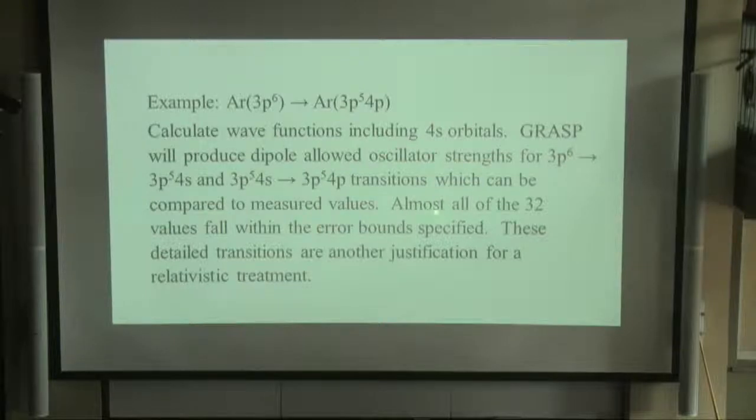So you can do at the same time the ground state, the 4s levels, 4p levels. And then you can look at the oscillator strengths from the ground state to the 4s and from the 4s to the 4p, and look at all of these things. And there are 32 of them. And in fact, they do almost always fall within the error bound specified, although as I said, they're relatively large, 25%. Nevertheless, even for a simple calculation like this, where all we put in are these states here, you do get quite a reasonable value for the oscillator strength in almost all cases.